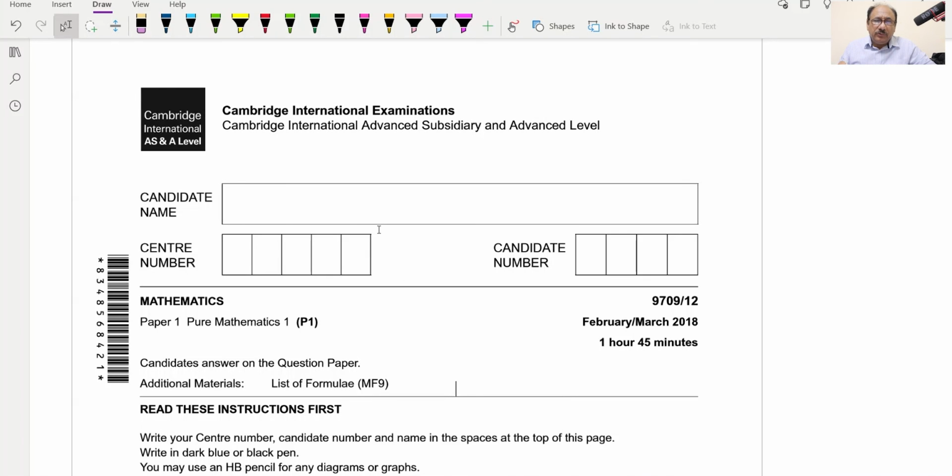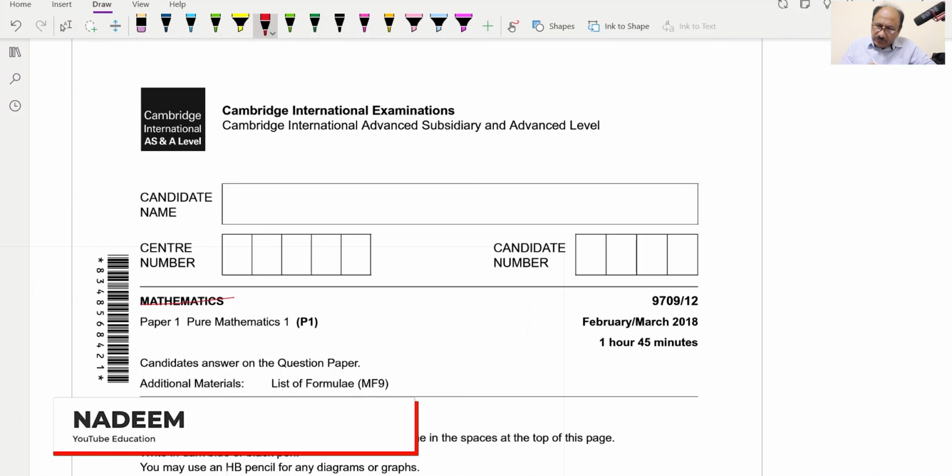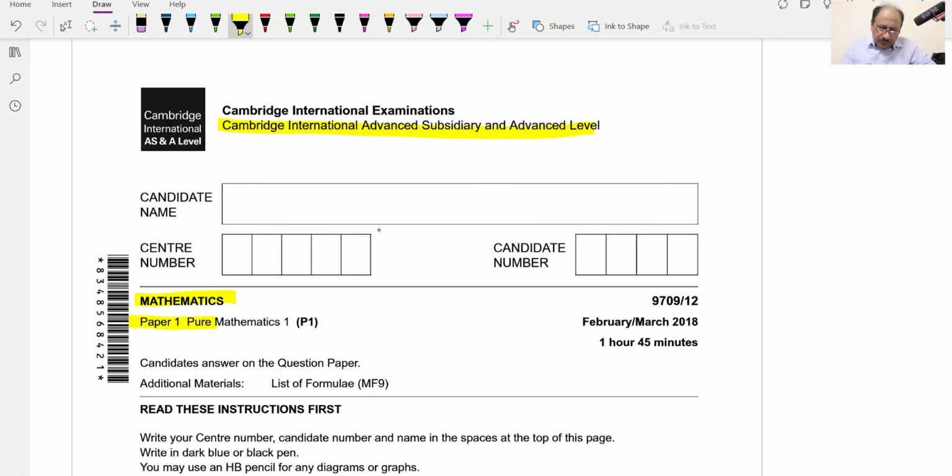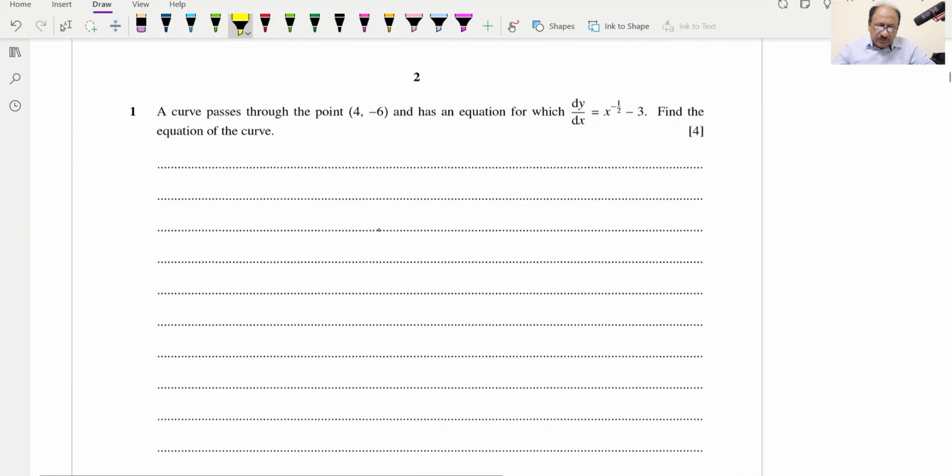Hello everyone. Today we'll be going through Mathematics AS and A level Cambridge International Advanced Level Mathematics Paper 1, Pure Mathematics 1 P1, 9709/12, Feb/March 2018. Let us move to question number 1.